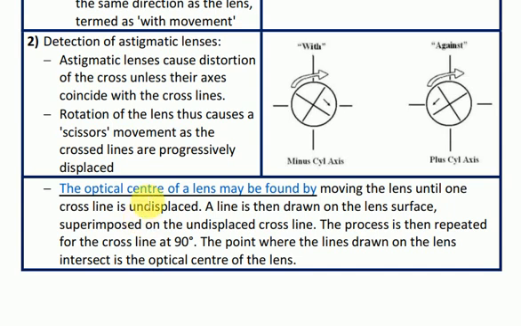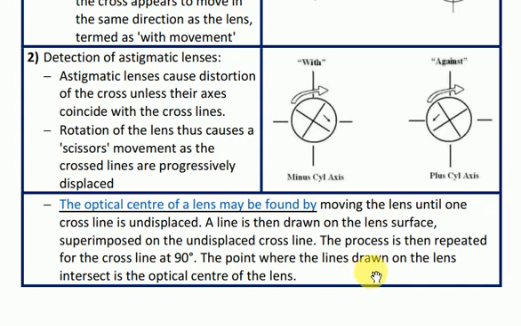Now, how to find the optical center of a lens? It is found by moving the lens until one cross line is undisplaced. Then a line is drawn on the lens surface and superimposed on the undisplaced cross line. This process is then repeated for the cross line at 90 degrees. The point where both lines drawn on the lens intersect is the optical center.